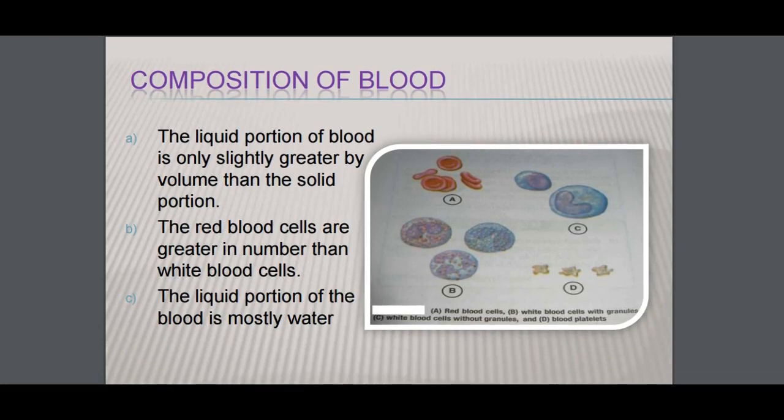Composition of blood. The liquid portion of blood is only slightly greater by volume than the solid portion. The red blood cells are greater in number than white blood cells. The liquid portion of the blood is mostly water.